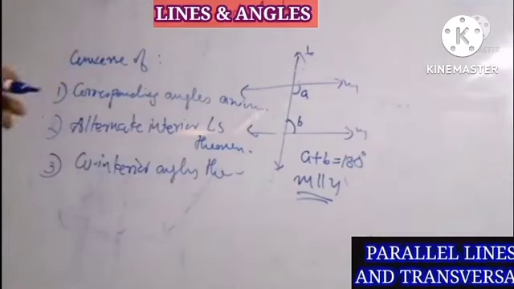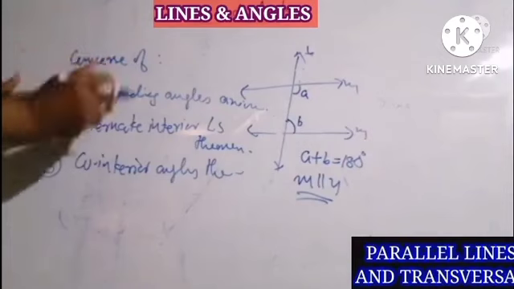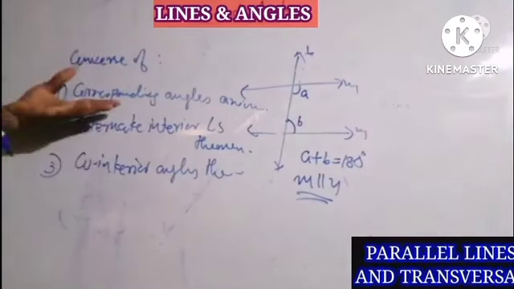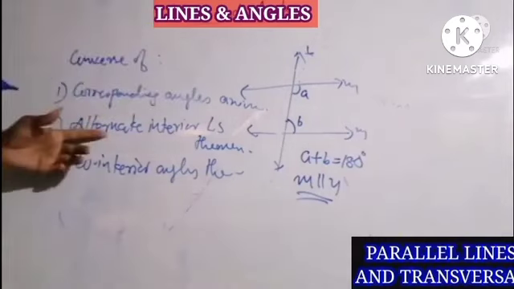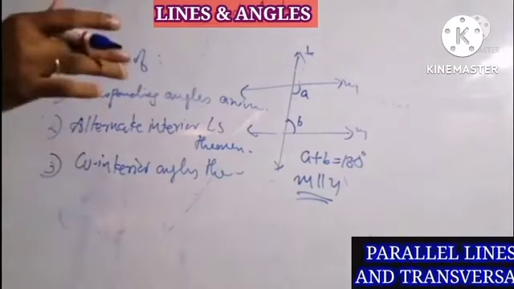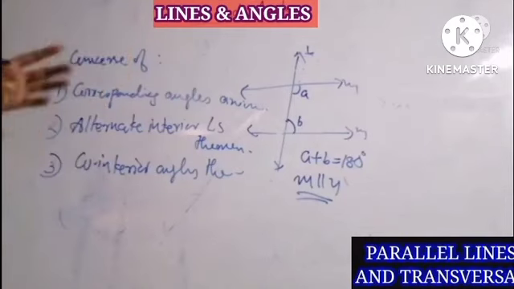Okay, so that is the difference. Either given parallel lines, then we can say that corresponding angles are equal, alternate angles are equal, co-interior angles are supplementary. Or given corresponding angles equal, then lines are parallel. Alternate angles equal, then lines are parallel. Co-interior angles supplementary, then lines are parallel. Okay, so that is the difference between the converse and the original property.